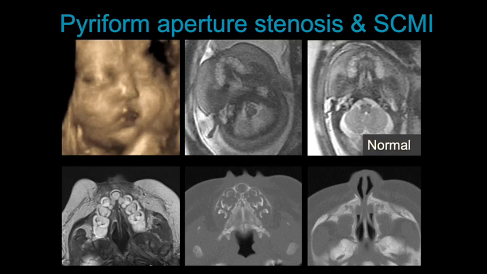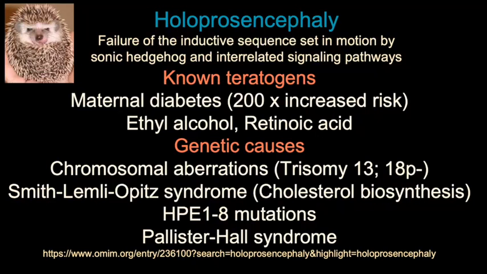Here's an example on fetal MR: the normal U-shaped palate, the abnormal triangular palate, single solitary mega incisor, and the rare anomaly known as piriform aperture stenosis, or narrowing of the anterior nasal aperture, much less common than choanal atresia. Now, when it comes to holoprosencephaly and piriform aperture stenosis, these conditions are associated strongly with genetic mutations involving sonic hedgehog and interrelated signaling pathways, and these can be attributed to teratogenic effects or genetic causes.